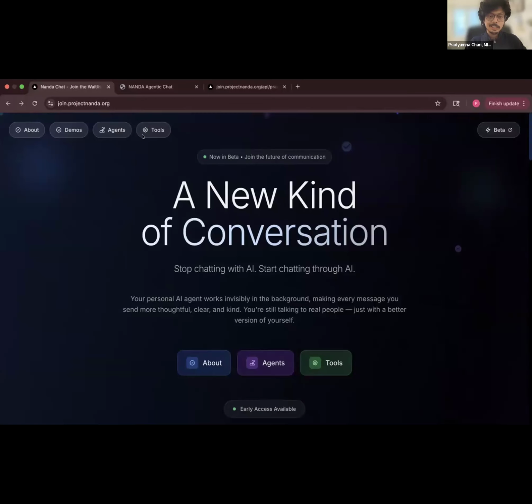So this is what we have. We call this Nanda Chat, and we've demonstrated this briefly in one of our previous events as well. So the idea is that the Nanda registry is a central avenue for a range of different types of agents to be registered at, and discoverable, accessible, and communicable via. So one such application that we are building on top of this Nanda registry is this Nanda chat.